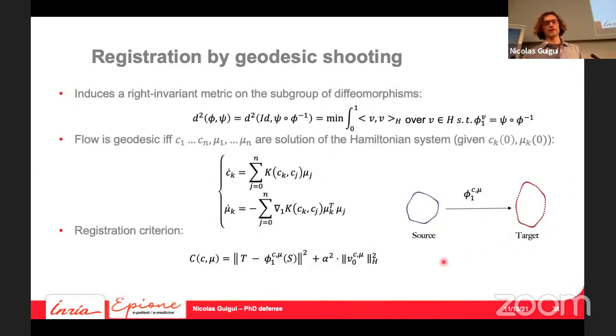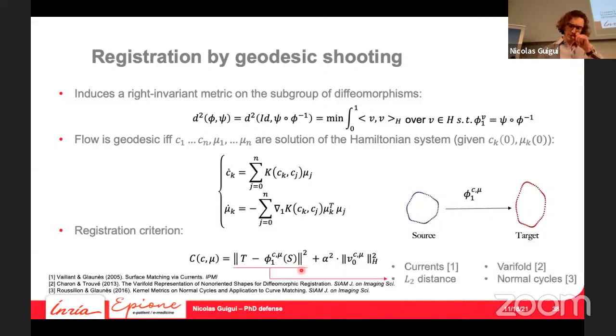And this involves solving a registration problem, which aims at finding the best initial conditions of a diffeomorphism to match a source shape on a target shape. So there is a data attachment term in the criterion and a regularization term that penalizes large deformations. And for the data attachment term, many have been proposed in the literature. We could have used currents that consider shapes as oriented measures, or varifolds that work with non-oriented shapes and normal cycles. But as we have a very clean data set with point-to-point correspondences, we use the L2 metric.